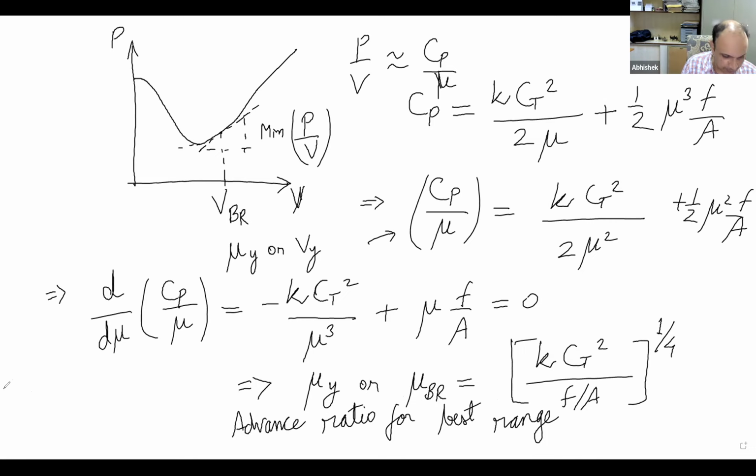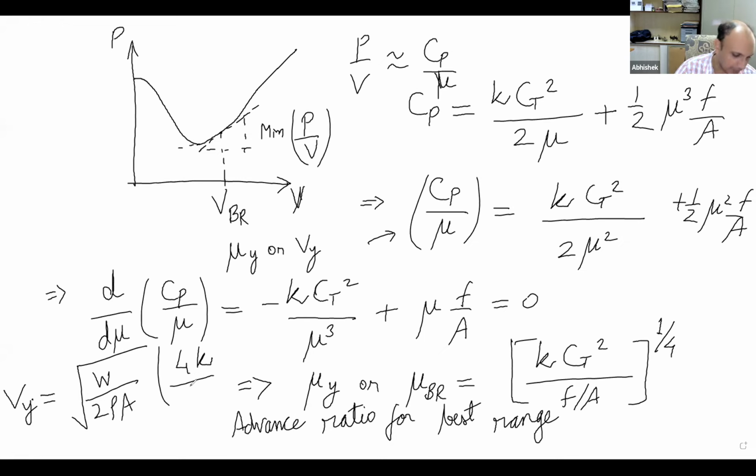So I'll squeeze it in here. Vy or VBR equals square root of W by 2 rho A into 4 times kappa over F over A, this whole thing to the power 1 by 4. Actually, is this not kappa? This was K, right? No, this is kappa only, because it's for induced power. Yes, so it's fine. 4 kappa over F over A. This whole thing to the power 1 by 4.